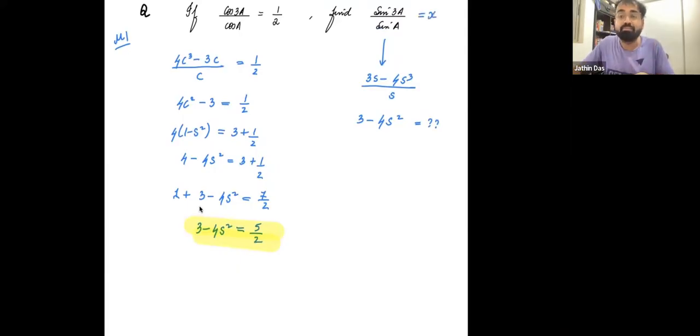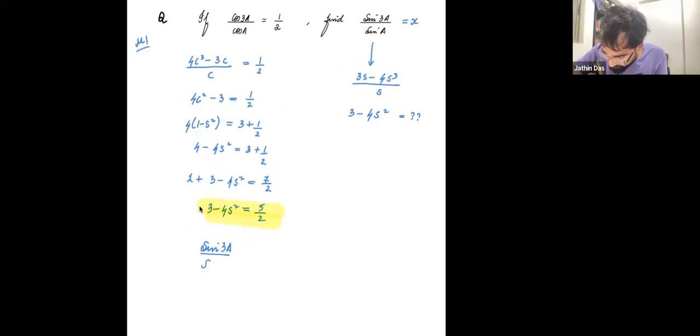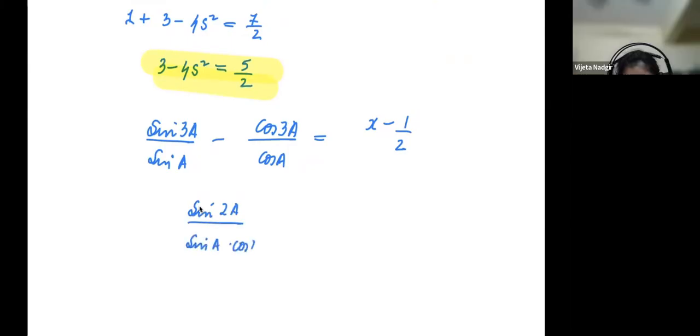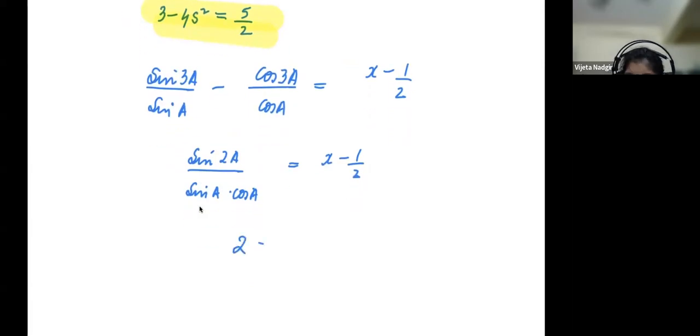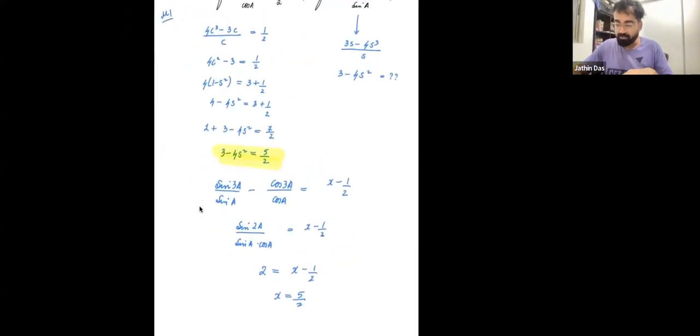I'll take it as x. So sin 3a by sin a minus cos 3a by cos a, can I write it as x minus half? Is equal to 2. Now I cross multiply. So on top you get sin 2a divided by sin a cos a. x minus half is 2. So x is equal to 2 plus half. So x is 5 by 2. So this is your method.